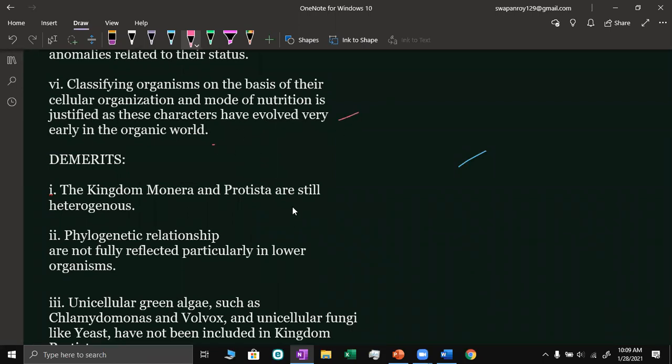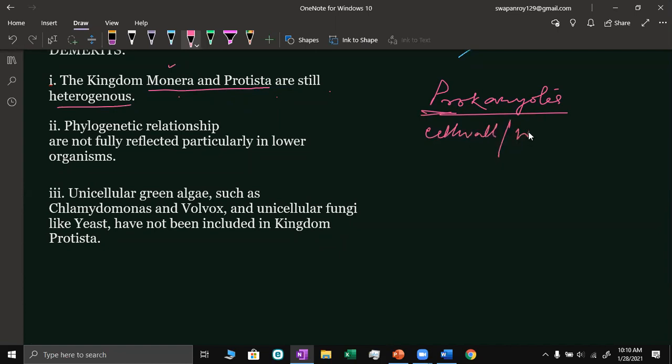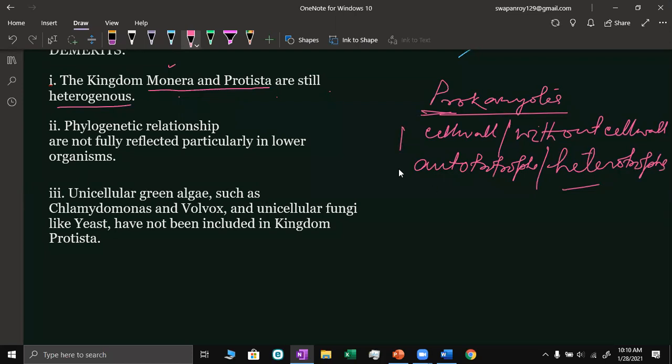These are a few important merits, but there are also demerits, disadvantages. Kingdom Monera and Protista are still heterogeneous. In kingdom Monera, these are prokaryotes, but many have a cell wall and some are without a cell wall. Autotrophs and heterotrophs are both there. So it is a mixture.